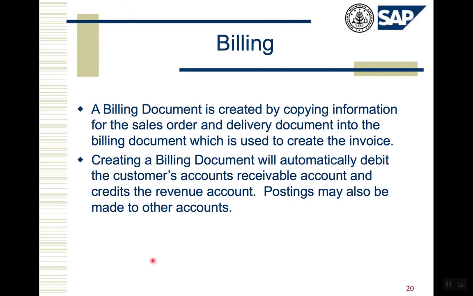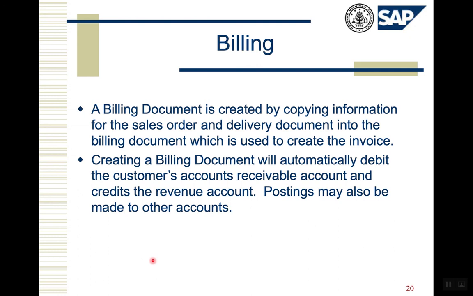Billing document. Once we've sent it out the door, we create the billing document using the information from the sales order that was created and the delivery document, and use it to create a billing document, which is then used to create the invoice. All right, and there's a lot of different ways this can work. We can set up auto payments. People can pay in cash. People can pay by EFT, electronic fund transfer. We have a whole bunch of different ways.